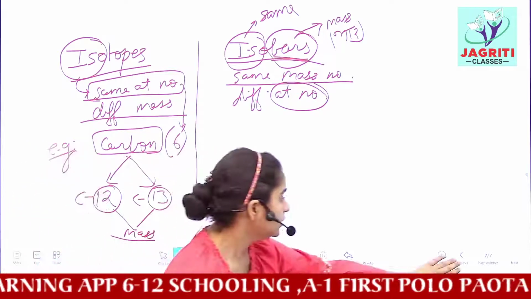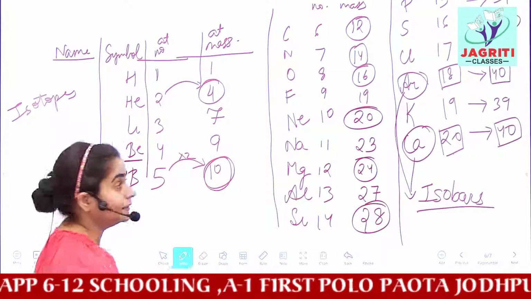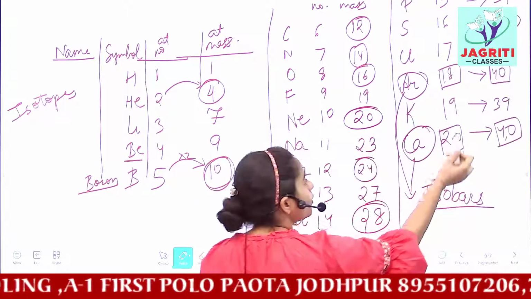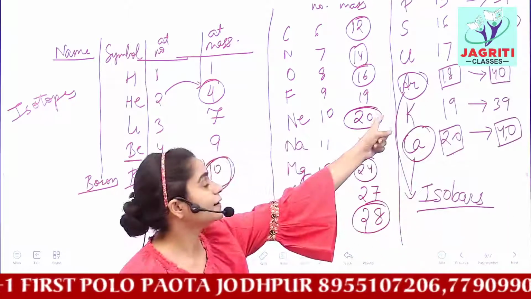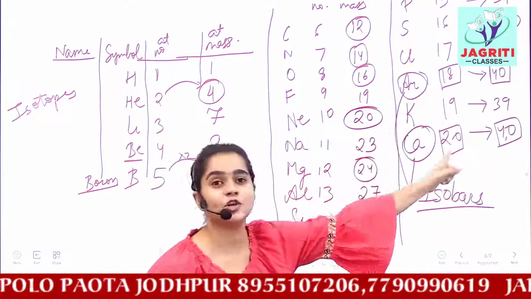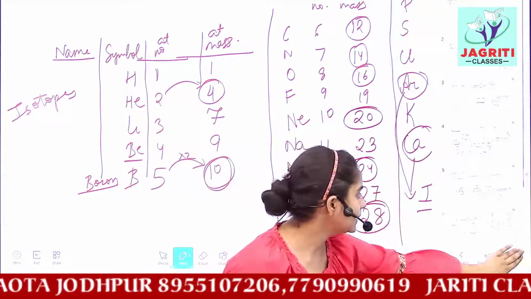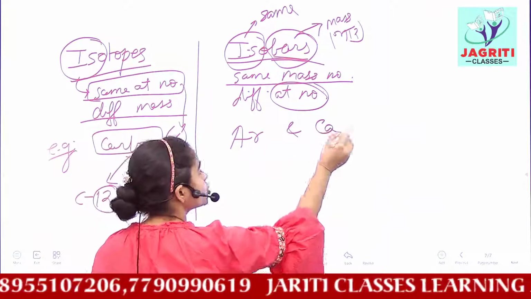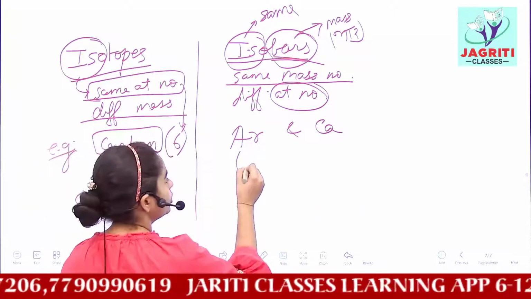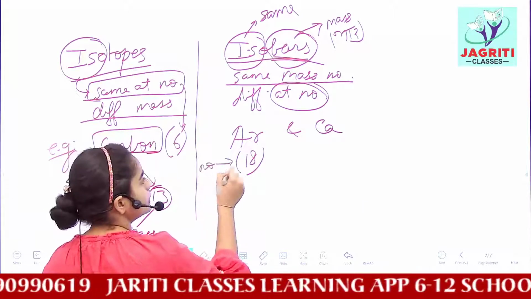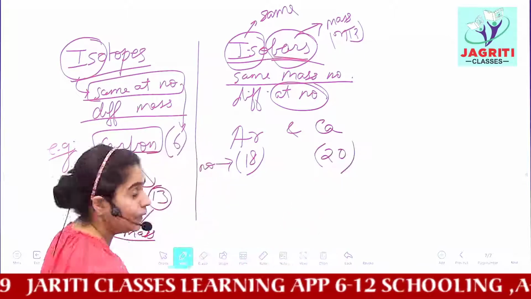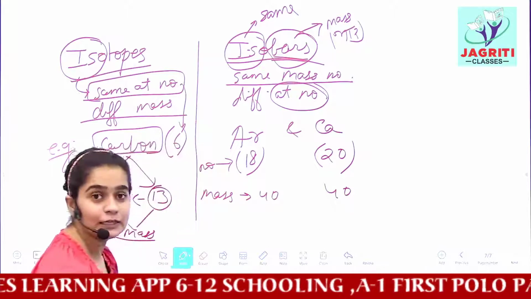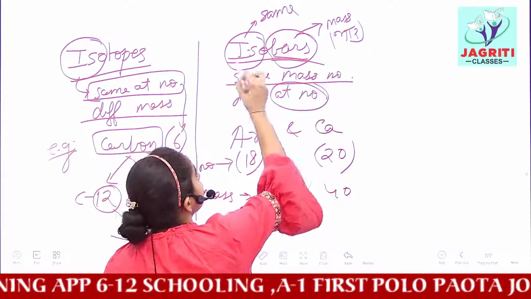Coming to the slide we saw, argon and calcium show the same mass number but their atomic number is different. The atomic number of argon is 18 while the atomic number of calcium is 20. So argon and calcium are examples of isobars. But their mass numbers are the same, that is 40 and 40. So the species which have the same mass number are isobars.